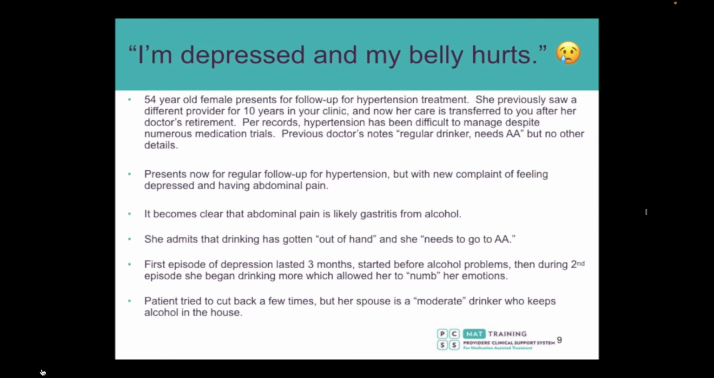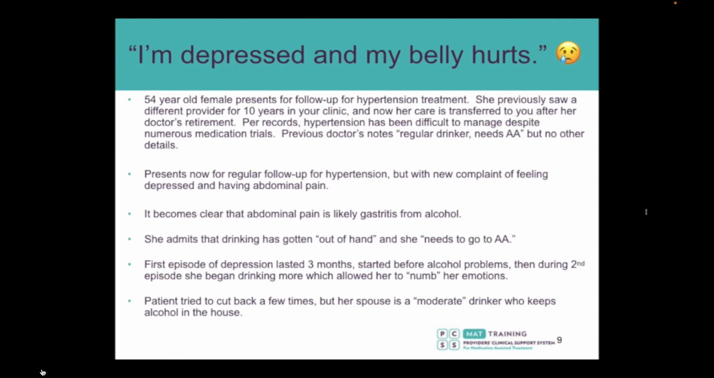This is a 54-year-old female who presents for follow-up for hypertension treatment. She previously saw a provider for 10 years in your clinic, and now her care is transferred to you after her doctor's retirement. Per records, hypertension has been difficult to manage despite numerous medication trials. Previous doctors' notes have said that she's a regular drinker, needs AA, but no other details were provided. She presents now for regular follow-up for hypertension, but with the new complaint of feeling depressed and having abdominal pain. It becomes clear to you that her abdominal pain is likely gastritis from alcohol. She admits that drinking has gotten out of hand, and she says she needs to go to AA.